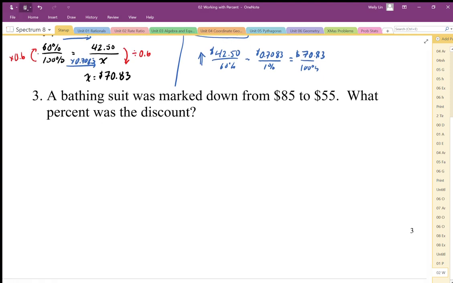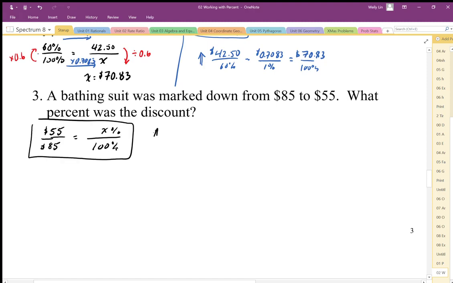Okay, so this one here, we have bathing suits marked down from $85 to $55. So I'm just going to write it as part to whole is equal to part to whole. And so X represents the amount that I paid. So this would be amount paid.